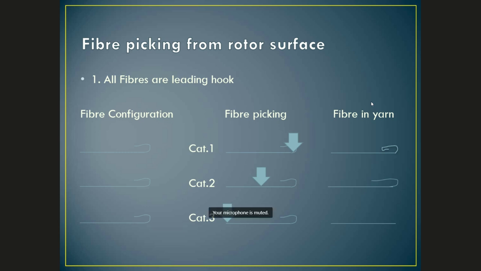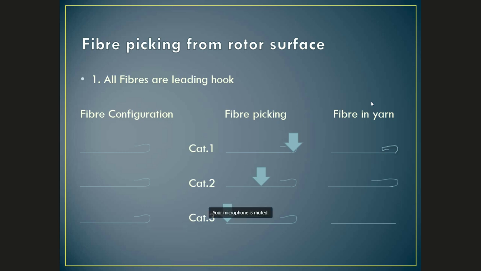that this portion is going with yarn tail. This portion, because it will come in contact with some other fibers on the rotor surface, there are chances that due to the brushing effect, this portion may get straightened. So the fiber is getting straight.